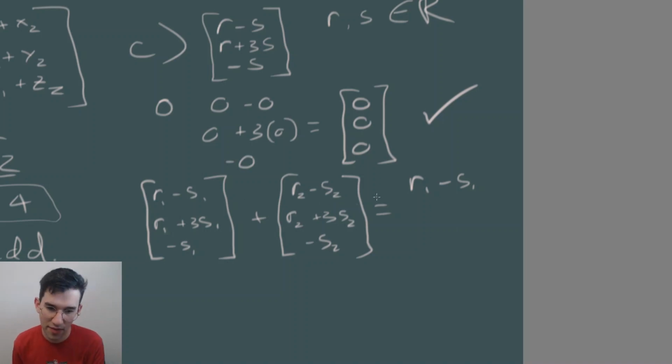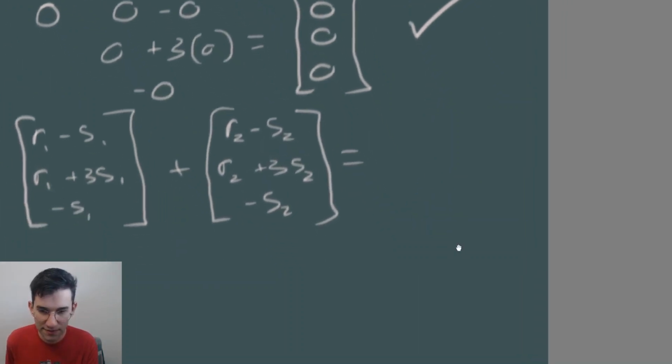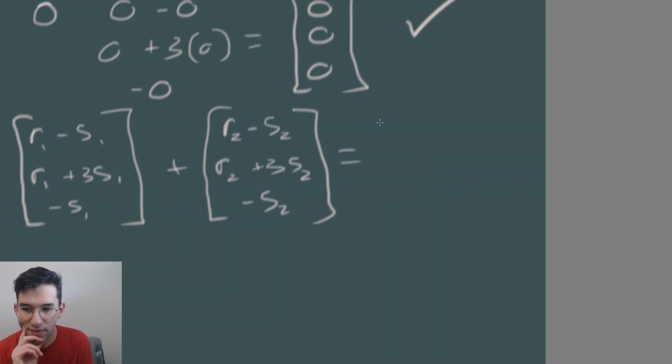Okay, so we're gonna add these two vectors together. Let's zoom in a little so we have some more room. So we're gonna get R1 minus S1 plus R2 minus S2, and then we have R1 plus 3. Let's put the R's and S's next to each other.